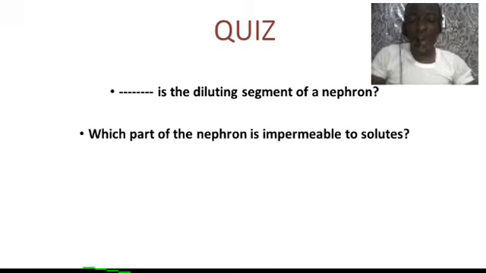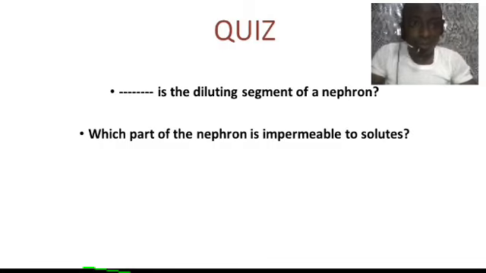Number 2, which part of the nephron is permeable to solutes? I mentioned that in this class, so if you find it very difficult to answer these questions, it simply means that your village people do not want you to succeed in your career. That was just a joke.